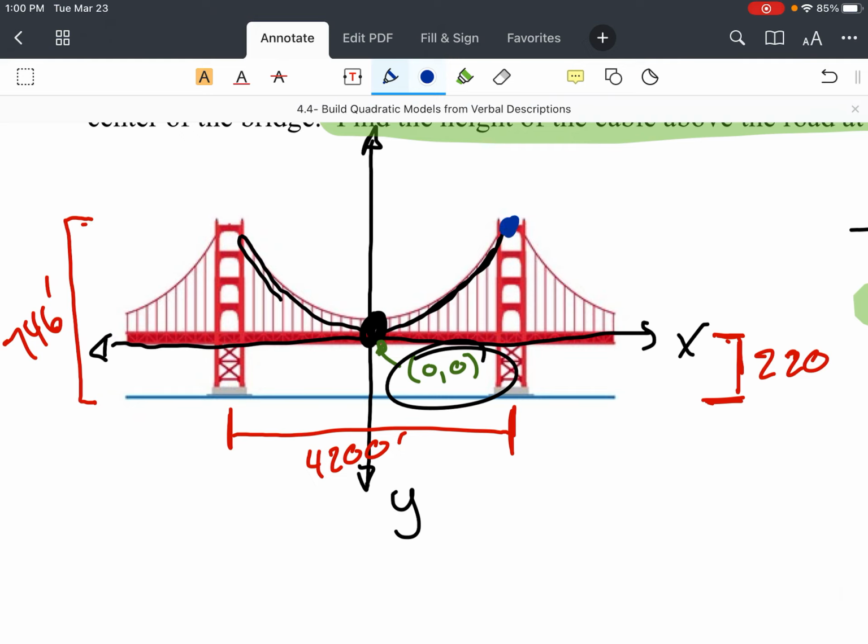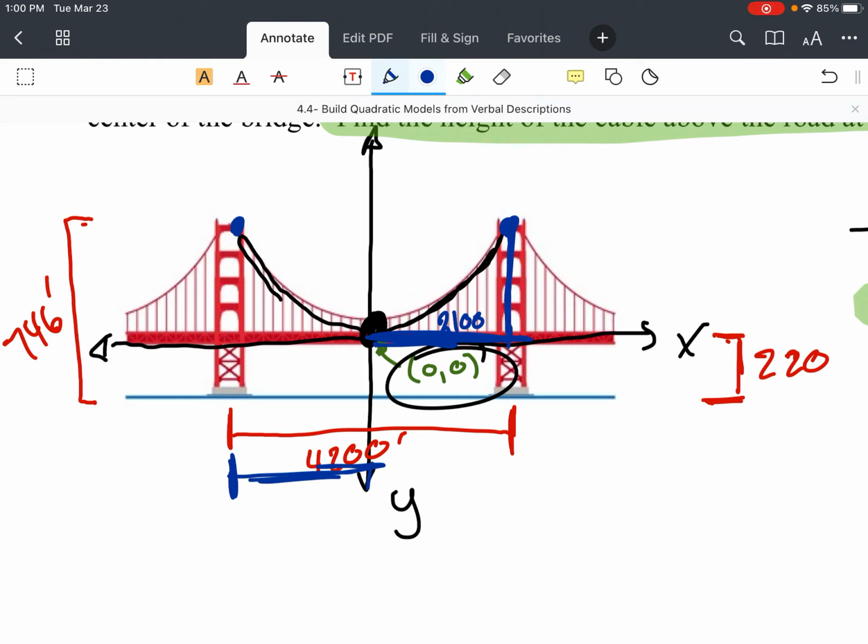The easiest point to do that is at the top of our towers. Okay, and the reason that's the easiest to deal with is that we're given all of the information there, right? So we know the distance from the center of the bridge to the tower. The distance is going to be half the distance from one tower to the other, which is 2,100 feet.